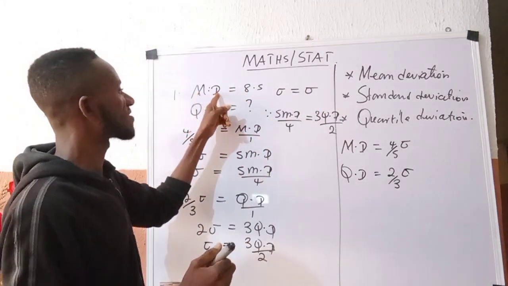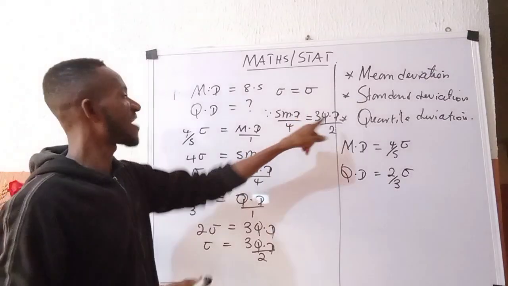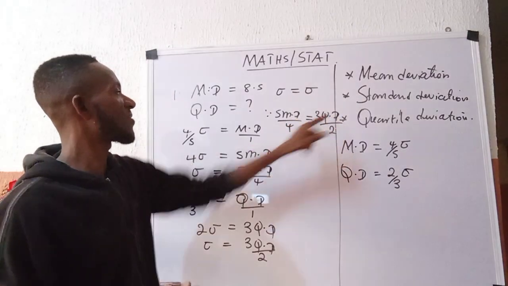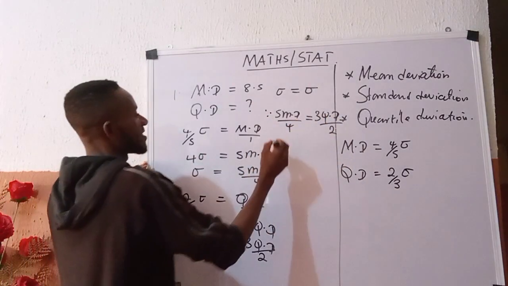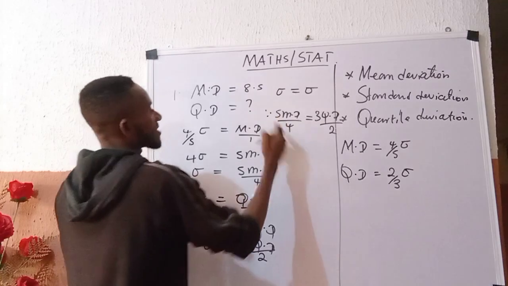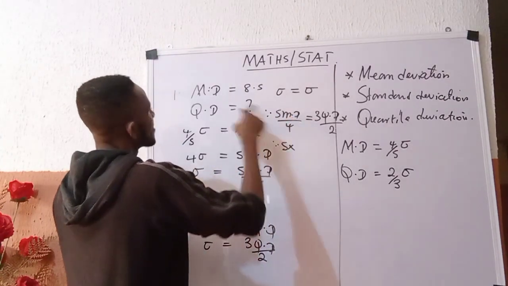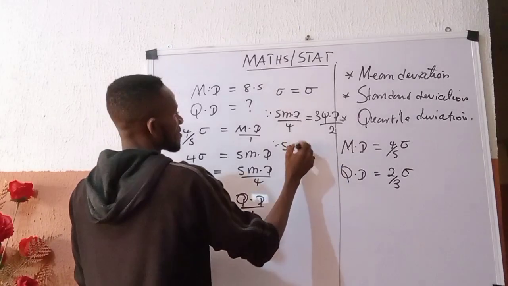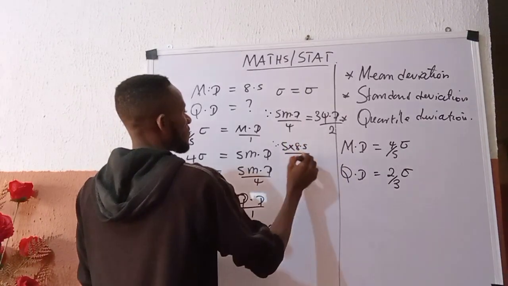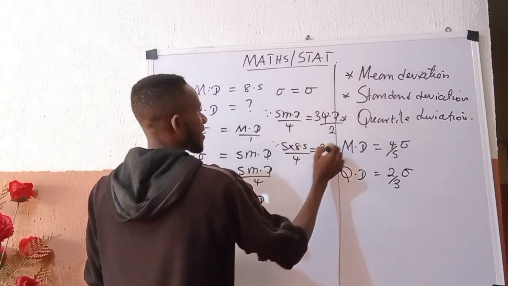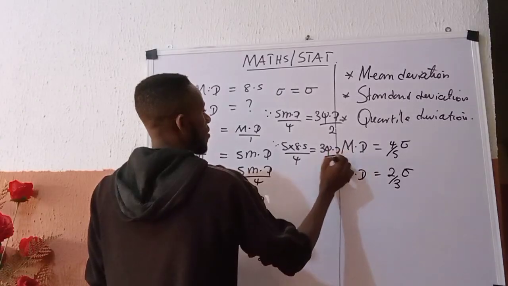Because they gave me M.D, look at M.D. They are looking for Q.D, look at Q.D. So I'll just come here and say therefore, I have 5 multiplied by my M.D, and my M.D is given as 8.5, all over 4, equals 3 Q.D all over 2.